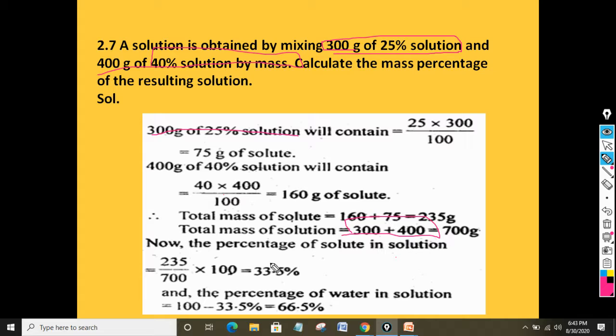So percentage of solute in solution is the total mass of solute divided by the total mass of solution into 100, which will give the percentage of solute.